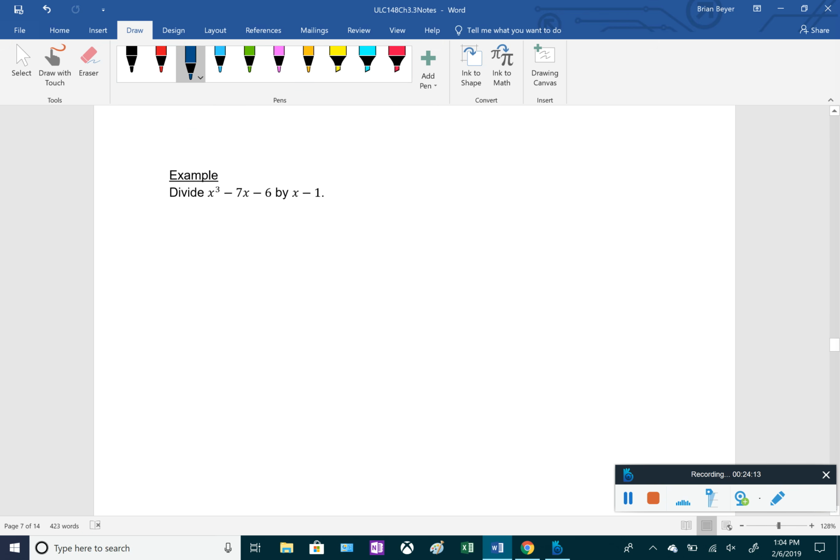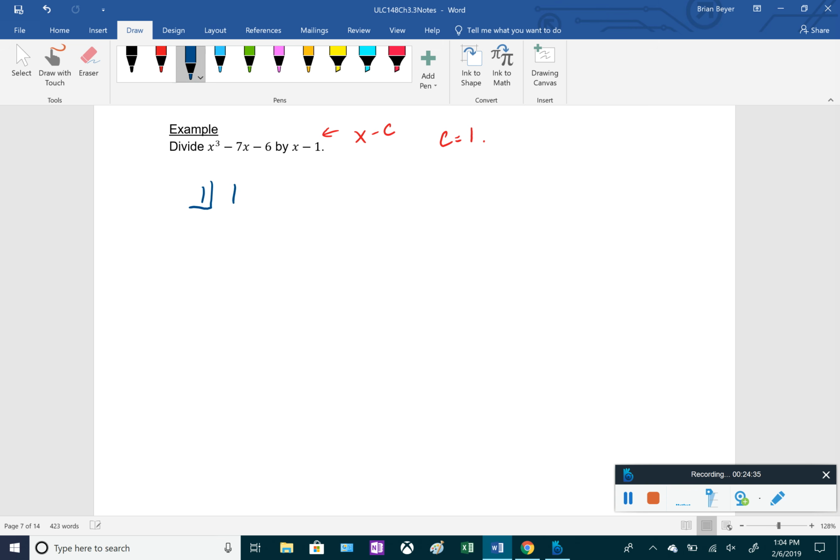So let's do one more because they're pretty short. Let's divide x cubed minus 7x minus 6 by x minus 1. There's a reason why I want to do this one still, even though we probably get the idea of it. So the divisor is in the form x minus c. Our c is positive 1. So we're going to box that in.